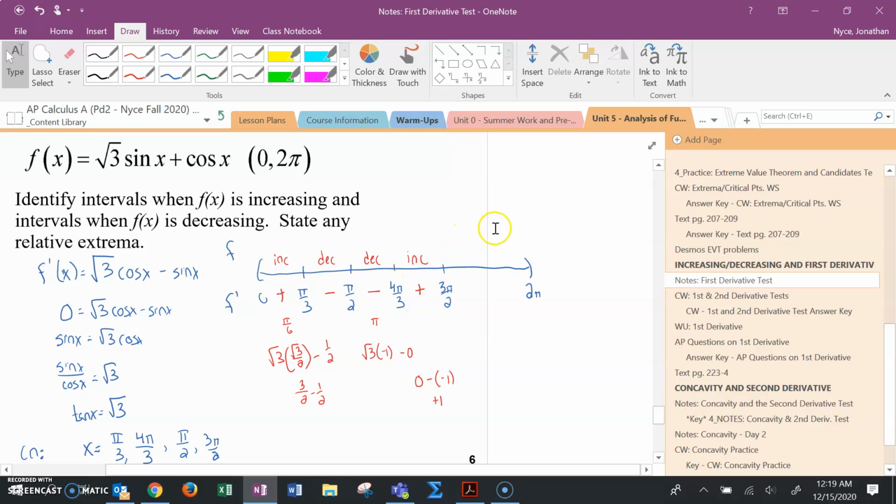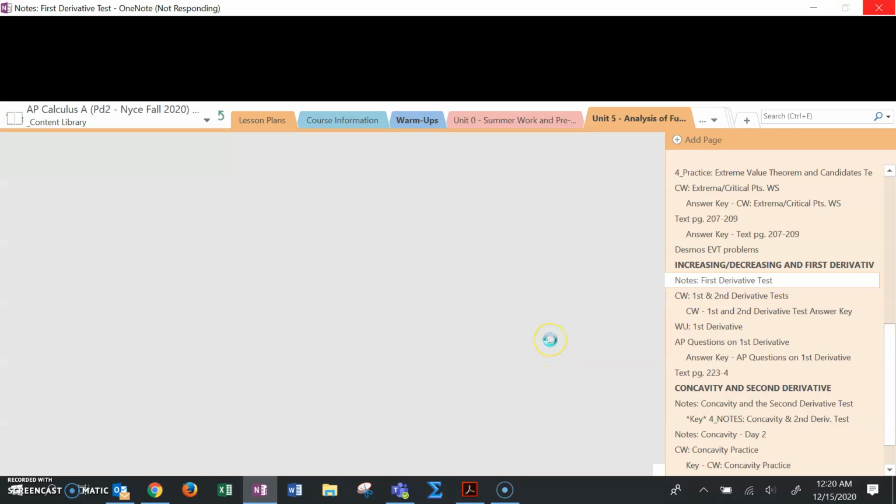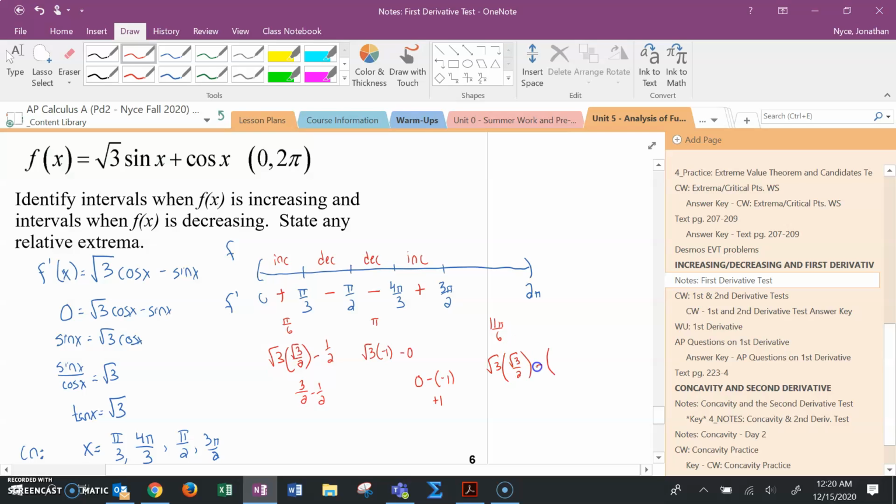And then between 3 pi over 2 and 2 pi, you can try 11 pi over 6. So you have root 3 times the cosine of 11 pi over 6, which is root 3 over 2, minus the sine of 11 pi over 6, which is negative 1/2. So you're going to have 3/2 plus 1/2, obviously a positive number, tells us it's increasing.